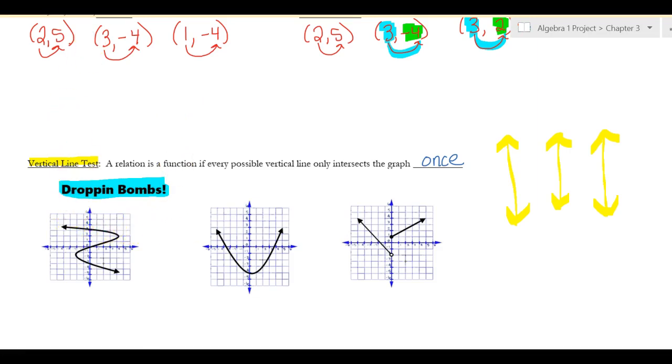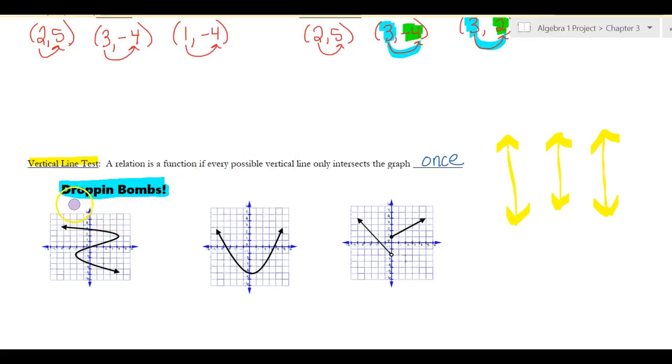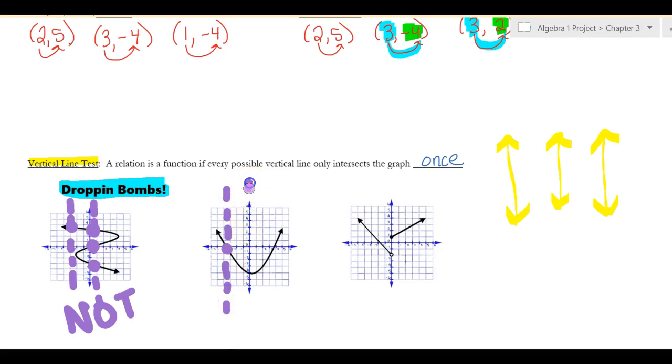So I'm going to drop a bomb. I'm going to make it, let's see. Well, we make it a thick purple. So here's a bomb. Oh, it touches right there once, and that's good. But if you notice here, it touches there, there, there. A bomb cannot blow up 3 times. So this is not a function. Okay, so if I drop a bomb, it blows up there, that's good. Here comes another one. If you're in class, we would have made noises for this. And each of these bombs only blow up once, so that is a yes.